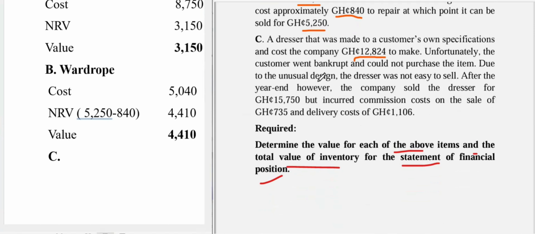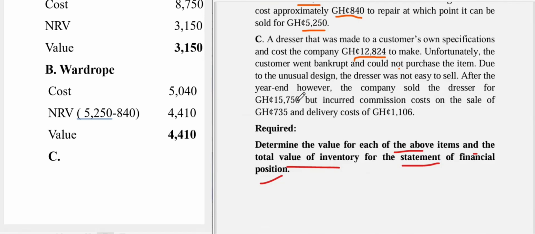Due to the unusual design, the dresser was not easy to sell. After the year end, however, the company sold the dresser for 15,750 Ghana cedis, but incurred a commission cost on the sale of 735 Ghana cedis and a delivery cost of 1,106 Ghana cedis. Now, if you look at this question, we've been given the cost straightforwardly, and then they said they sold it after the year end, right?